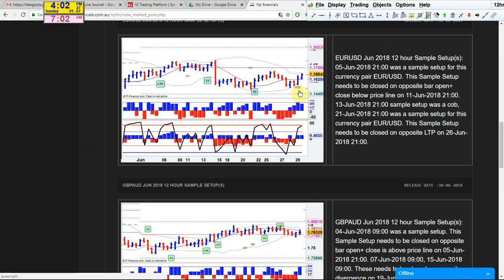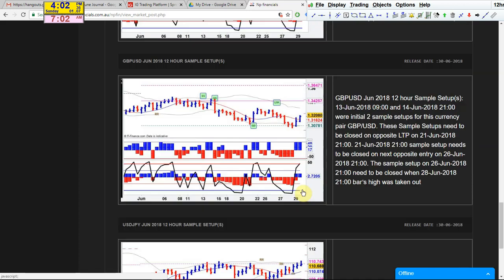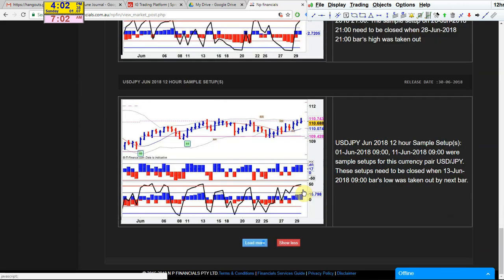WM means weekly and monthly. If the weekly and monthly are not matching, then there is no setup. That's why I've written W and M. WM is weekly not matching, monthly not matching. So there is no setup.